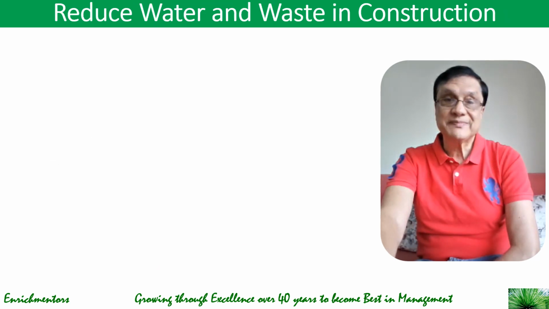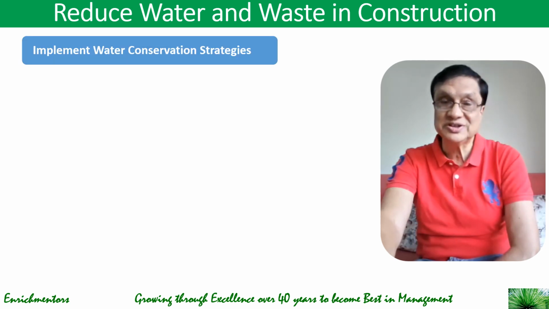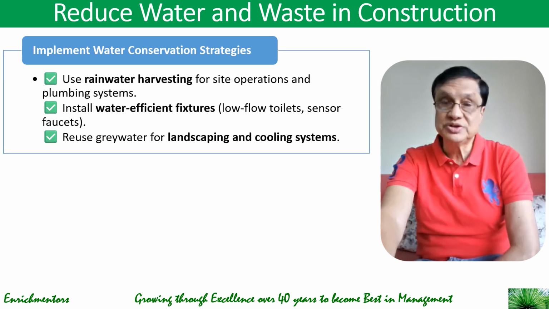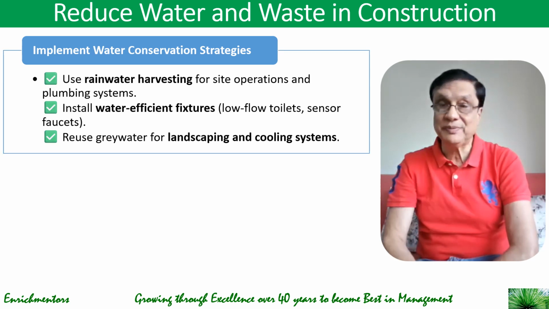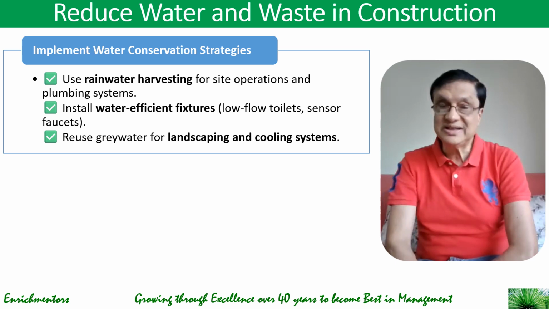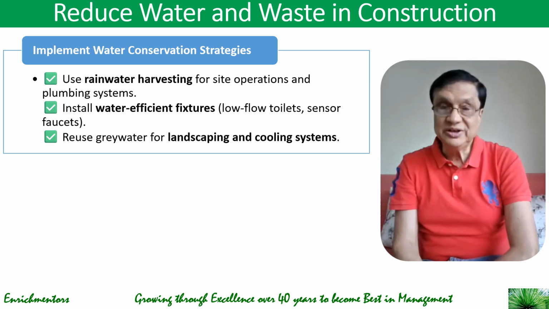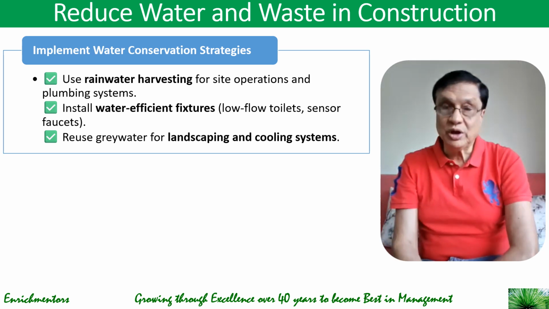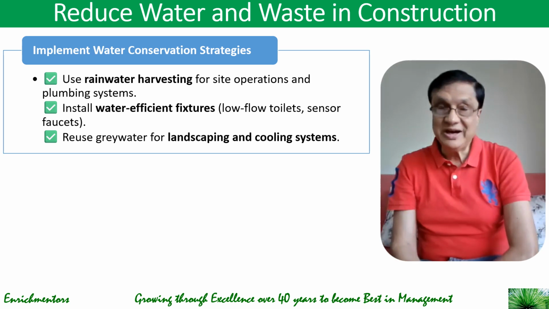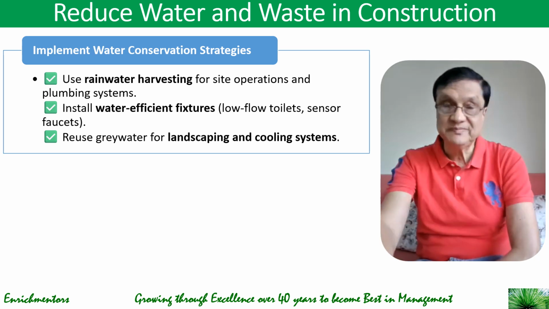Reduce water waste, that's another way, and waste in construction as well. And what can you do for that? Implement water conservation strategies like using rainwater harvesting for site operations and plumbing system, and installing water efficient fixtures like low flow toilets, sensor faucets, then reuse the grey water for landscaping and cooling systems, which will minimize waste.